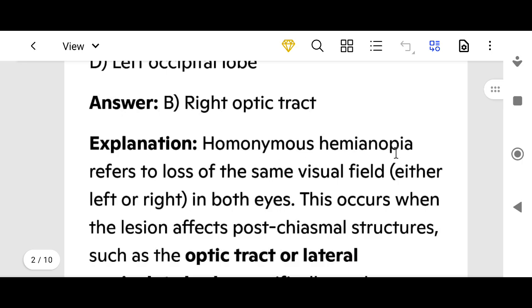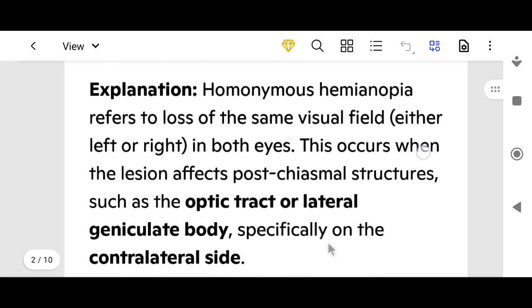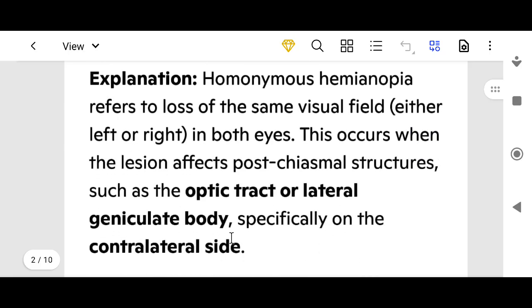Homonymous hemianopia refers to loss of the same visual field, either left or right, in both eyes. This occurs when the lesion affects post-chiasmal structures such as the optic tract or lateral geniculate body, especially on the contralateral side.